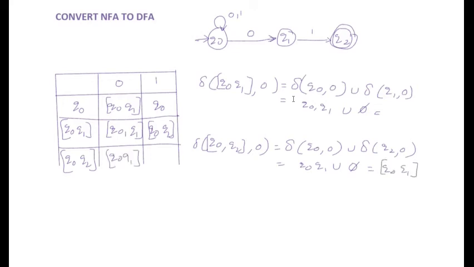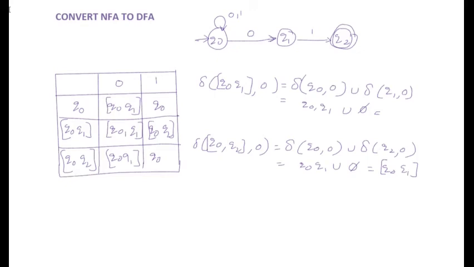Similarly, we can calculate Q0 Q2 on 1. Q0 on 1, it is Q0 union Q2 on 1, it is not defined, so we will get only Q0. And Q0 Q1 is already defined in the first column, and Q0 is also defined. When there are no more new states, we can stop the process.